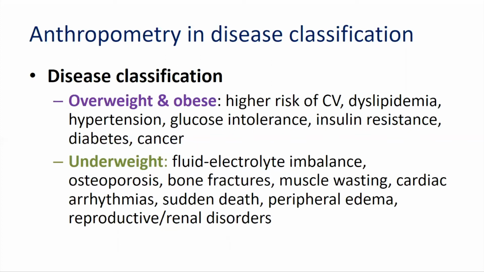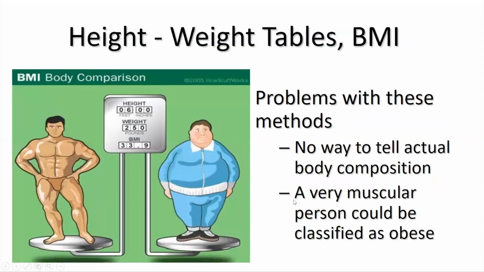Being underweight is also associated with muscle wasting, cardiac arrhythmias. The cardiac arrhythmias are related to the fluid electrolyte imbalances in sodium, potassium, and calcium. Being underweight is also associated with sudden death, peripheral edema, reproductive and renal disorders.